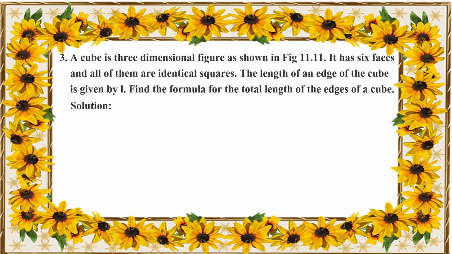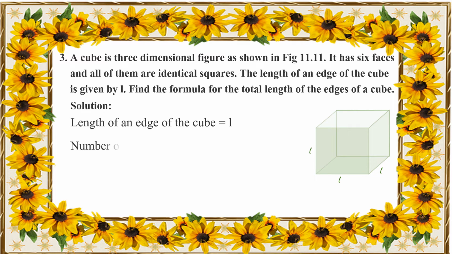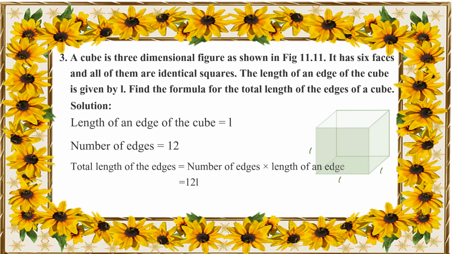Third one, a cube is a 3-dimensional figure. It has 6 faces and all of them are identical squares. Length of an edge of a cube is given by L. So how many edges are there for a cube? We have 12 edges, isn't it? So what is the rule? Number of edges is 12. So number of edges into length of edge, that is equal to 12L.